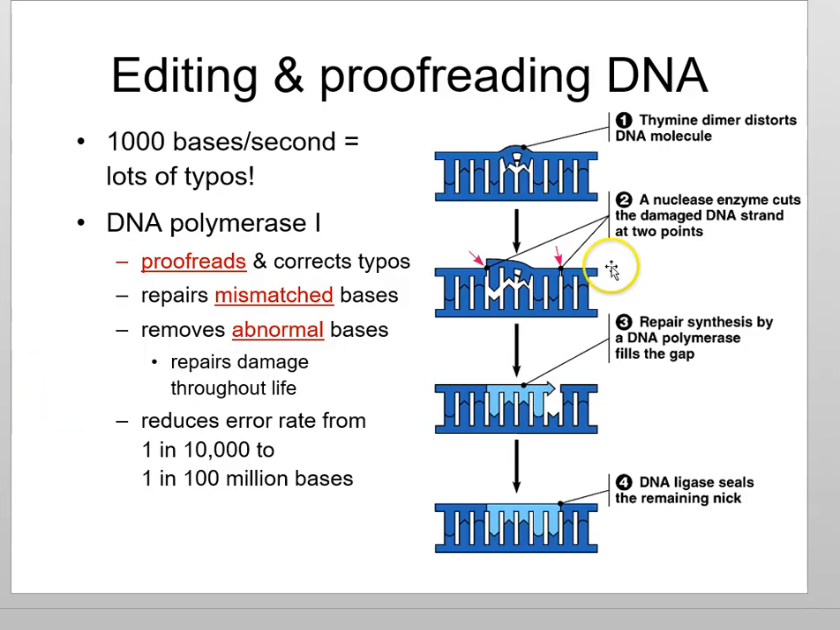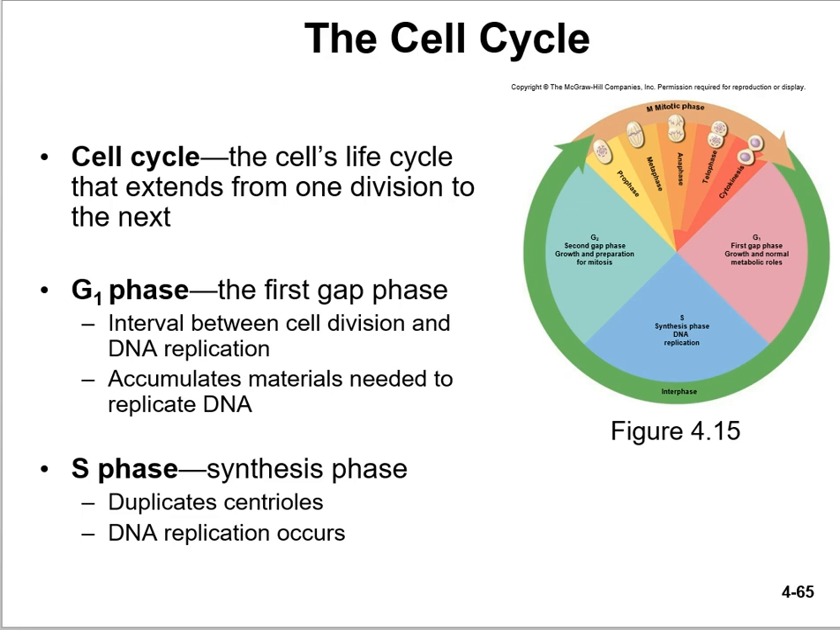In this diagram, we can see some proofreading that DNA does, that the polymerase does, I should say. We have an unstable pairing, so that is sliced out and then replaced with a more stable pairing, and then sealed with DNA ligase. Next, let's take a look at the cell cycle.